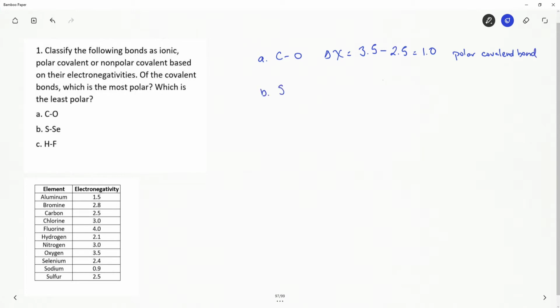Let's look at the sulfur-selenium bond. Delta chi is 2.5 for sulfur. Selenium is 2.4. We have a difference of 0.1. We know that if delta chi is less than 0.4, we have a nonpolar covalent bond.